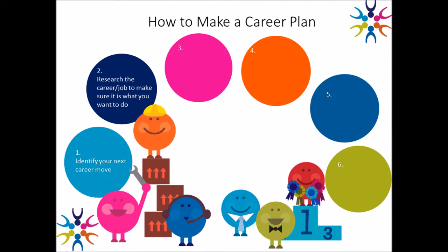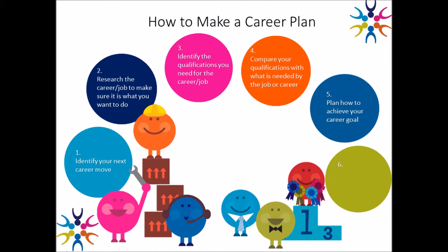Speak to people who already have this job and do some research using the internet and looking at some trade journals. Number 3. Discover the skills that you need for the job. You can research this by looking at job adverts and investigating their requirements. Try the Job Centre website or other job search engines like Indeed. Number 4. Compare your qualifications and what is needed by the job or the career. Number 5. Develop a plan how to achieve your goal.